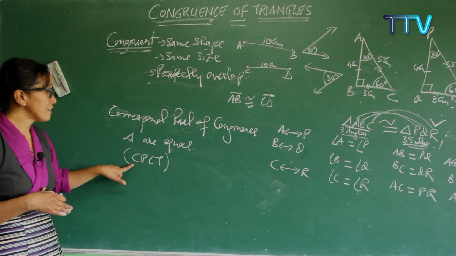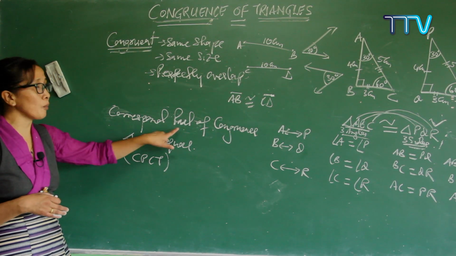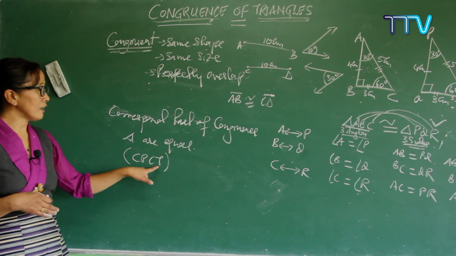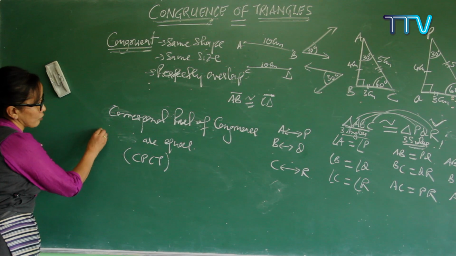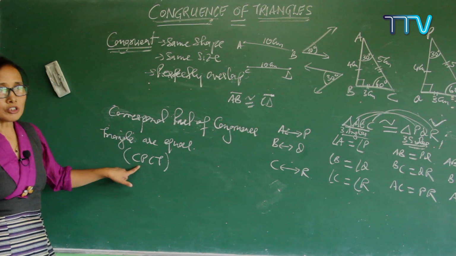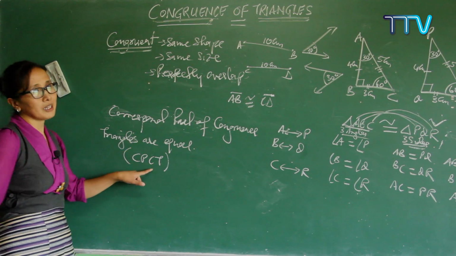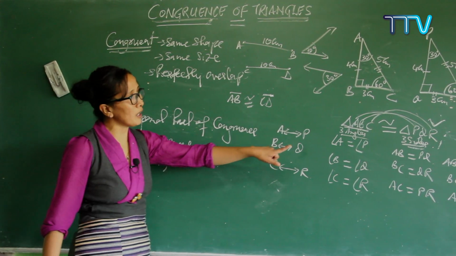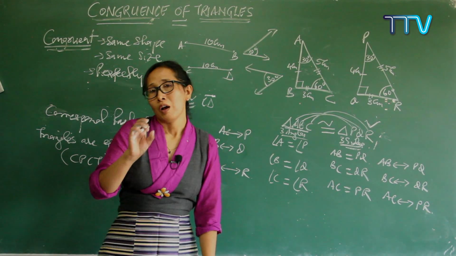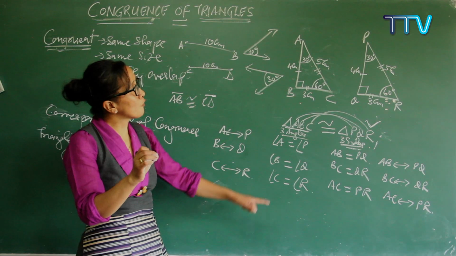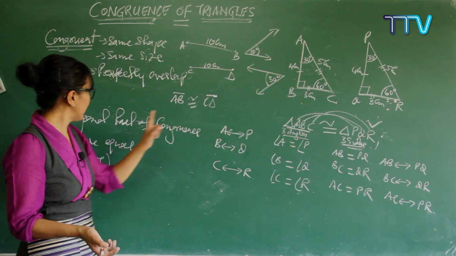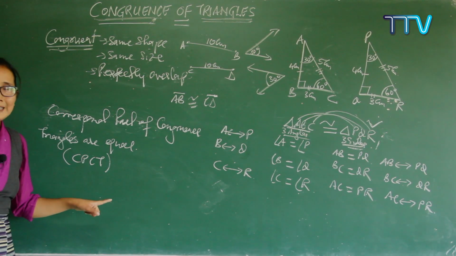CPCT means what? C stands for corresponding, P stands for part, C stands for congruent, and T stands for triangles. Okay, CPCT means corresponding parts of congruent triangles are always equal to each other once two triangles are congruent. You only use this CPCT if you prove that two triangles are congruent. Do you get it clear?